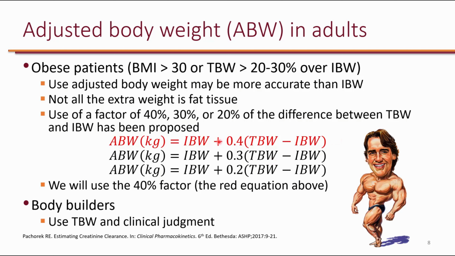And of course, when it comes to bodybuilders, even though their BMI may look like it's too high, or if their total body weight is more than 20 to 30% over, that's typically their muscle. So you may not actually have to calculate adjusted body weight, but always use your clinical judgment.